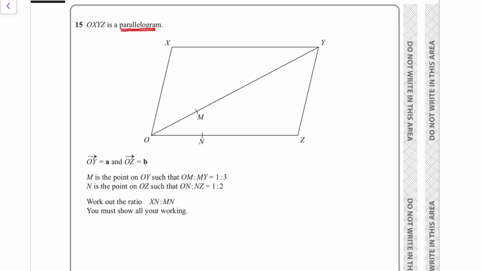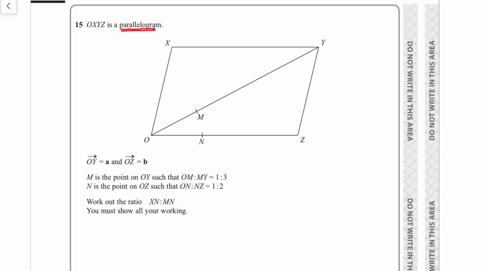The other thing to note is with a vectors question, it is worth reading all the way through before ploughing in, because often that will help you decide which way to go or how to think about the question. So what do I have? It tells me that O to Y is A, and actually straight away that's quite unusual because it's giving me the diagonal, it's not giving me one of the sides.